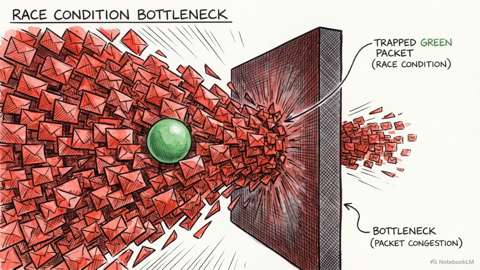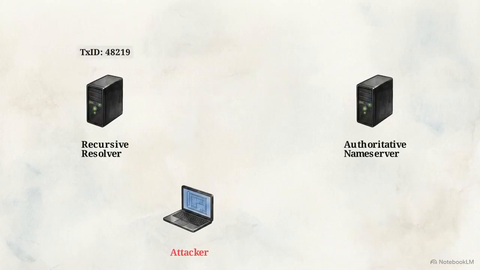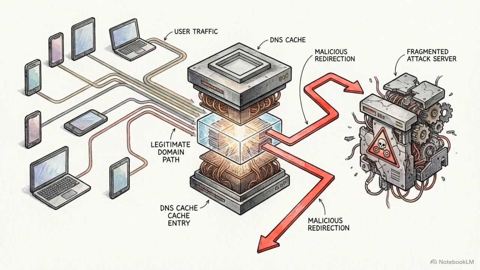The attackers could query non-existent subdomains to bypass cache hits, forcing the resolver to repeatedly ask the authoritative server for answers. This created a race condition. The volume of junk queries provided attackers with thousands of attempts to guess the transaction ID and inject a forged record before the legitimate server could respond. If successful, the poisoned cache redirects all subsequent users to attacker-controlled infrastructure.